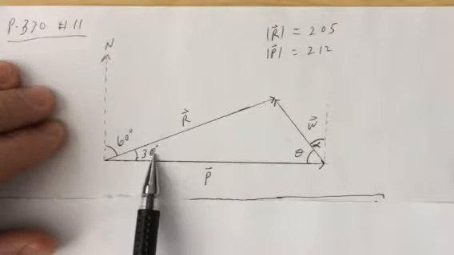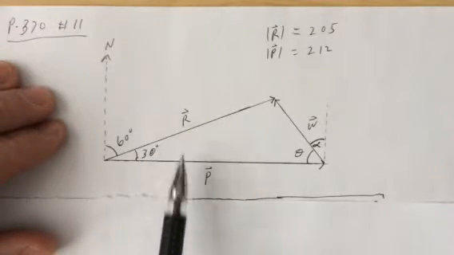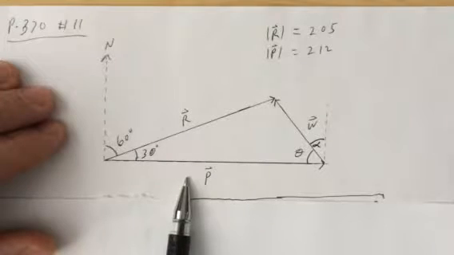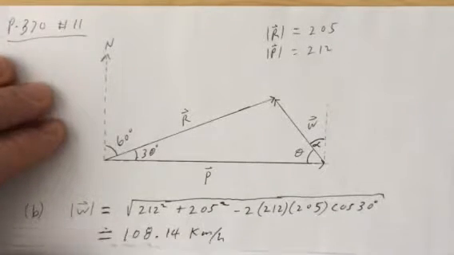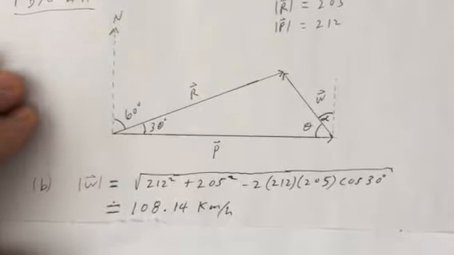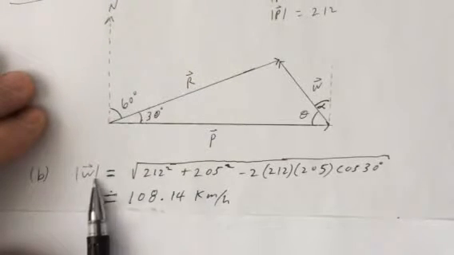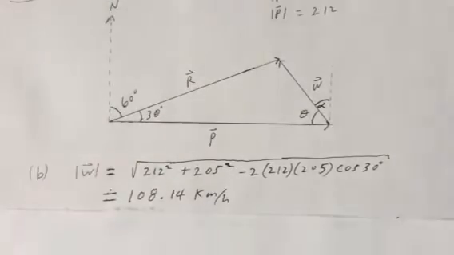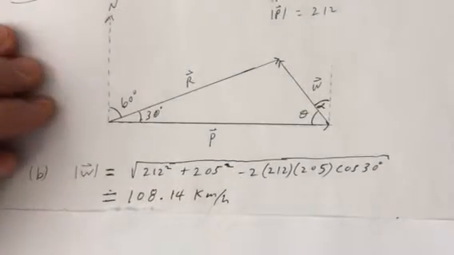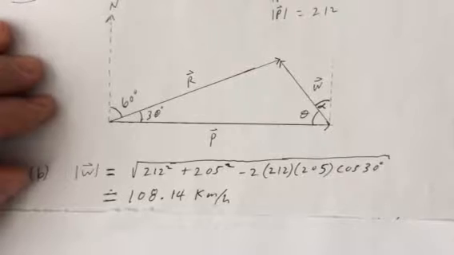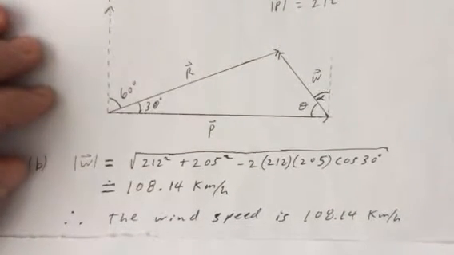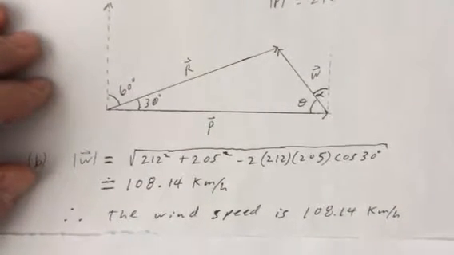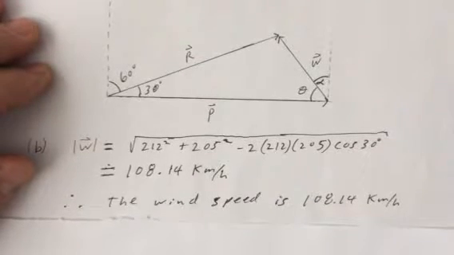And because we have the angle contained between two given sides, we're going to use the cosine law. So the cosine law, when we plug that in, we get 108.14 kilometers per hour for the wind. That's a pretty fast wind, but sometimes the winds are pretty strong up high and for planes to deal with. Okay, so to answer part B, the wind speed is 108.14 kilometers per hour.